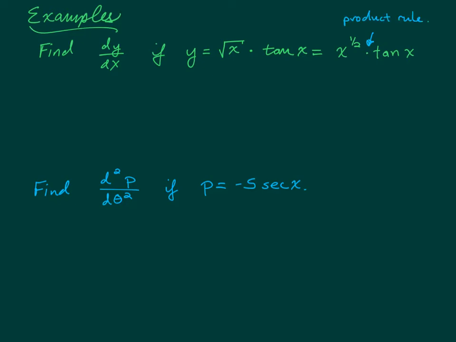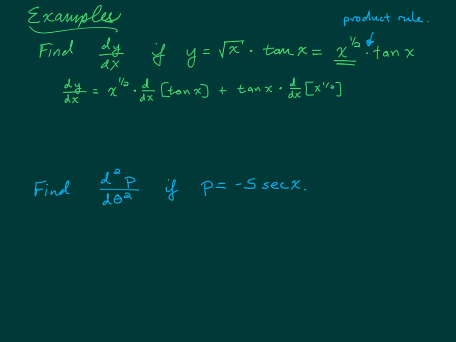That being said, we will need to find y prime, or I guess we're finding dy dx here. dy dx will equal the first, which will be x to the 1/2, times the derivative of the second, which is tangent x, plus the second, tangent x, times the derivative of the first. So the derivative of x to the 1/2 power. So then all we need to do to complete this derivative is to find these little derivatives within here.